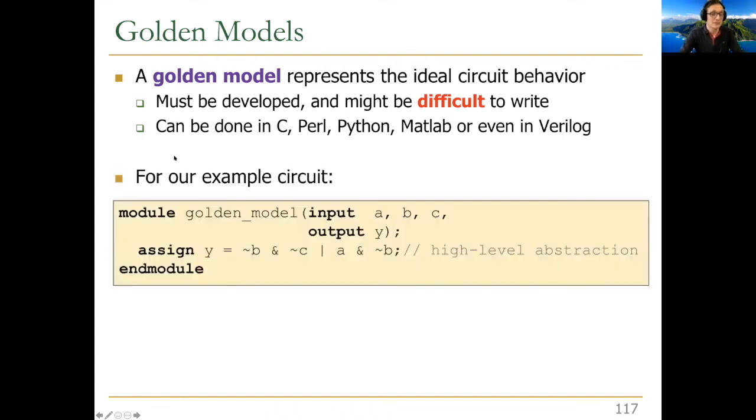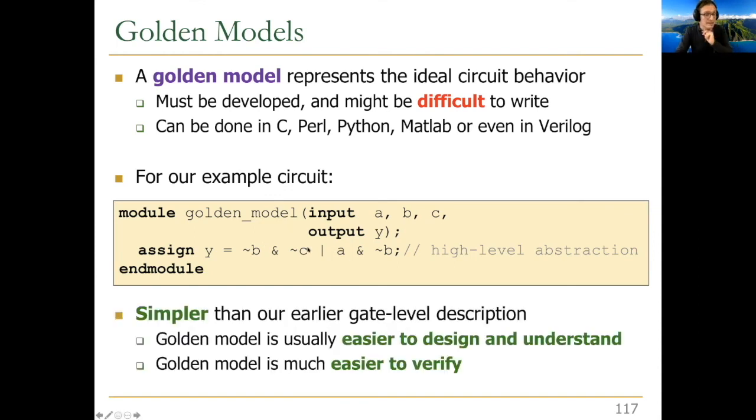For example, for our example circuit earlier, this could be our golden Verilog model, right? Behavioral model. It's a high-level abstraction. Clearly, this is a silly function. So the golden model is simple, as you can see. But this is our golden model. It doesn't have a structural implementation. Basically, this is a functional implementation, which we hope is completely correct. Because it's simpler than our earlier gate level structural description, a golden model is usually easier to design and understand, and it should be. Otherwise, your golden model is no better than your original design, right? And it must be easier to verify. So somebody needs to verify the golden model as well.